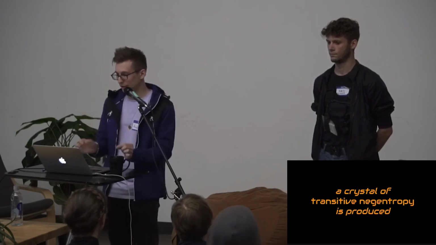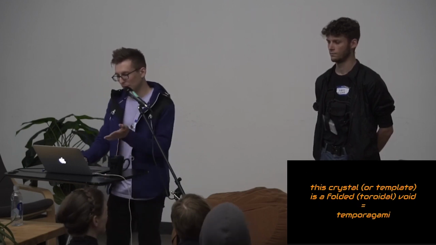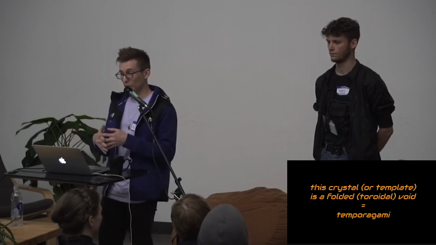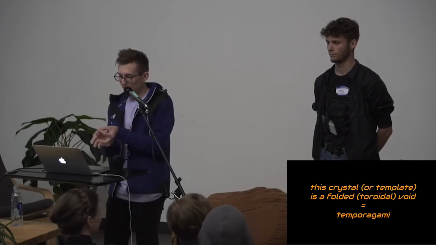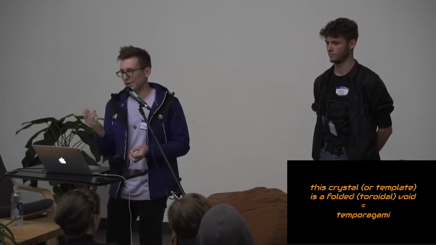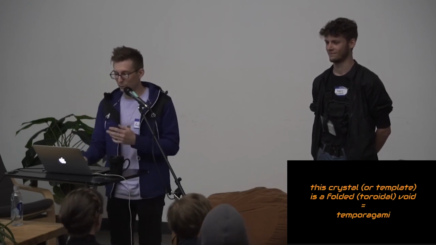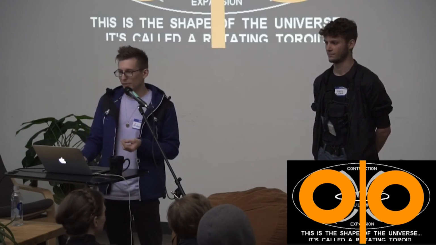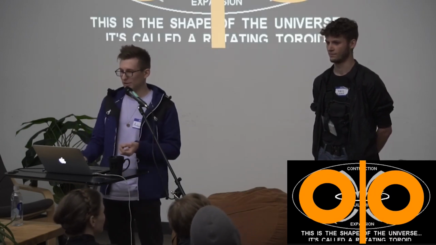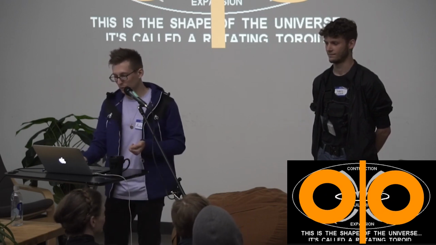It's like a little seed crystal, and it's transmissible, transitive, and this is a folded toroidal void. If you have a void and you fold it into a lower dimensional object, you have a little piece of temporigami, which is a transitive folded void, which can move these things. This can replicate and transmit new modes of negentropy and modalities of processing entropy into negentropy. So this is the shape of the universe.